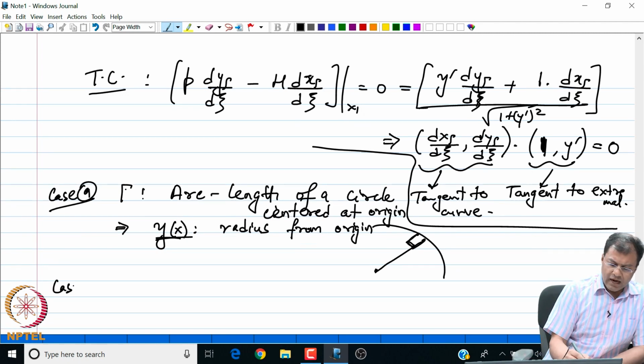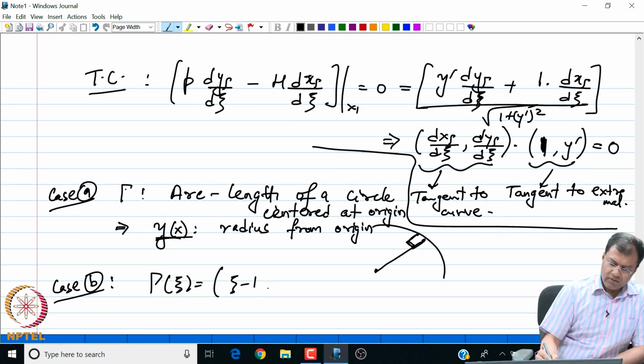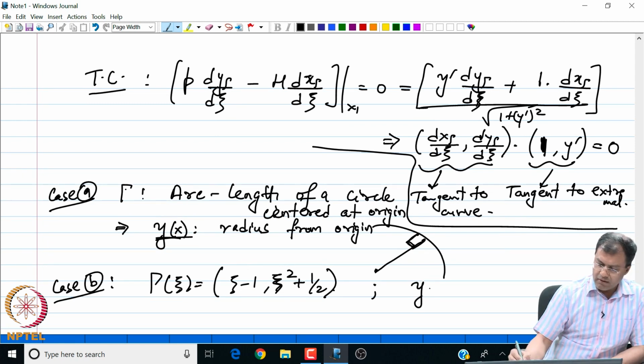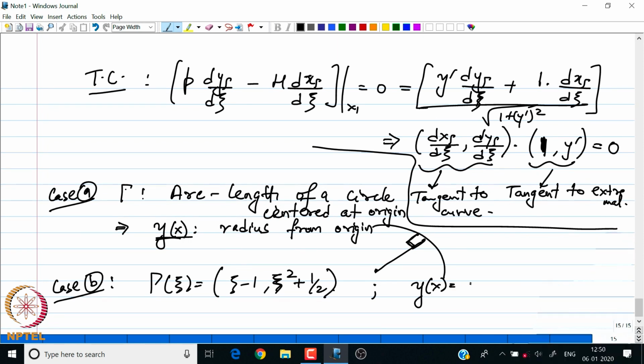Let us look at a slightly more involved case. So, let me give gamma. Suppose gamma of psi is of the form xi minus 1 comma xi square plus half, right. So, I know that my extremal y of x is mx plus b. This is directly from the Euler-Lagrange solution of geodesic, right. So, we are solving the geodesic problem.